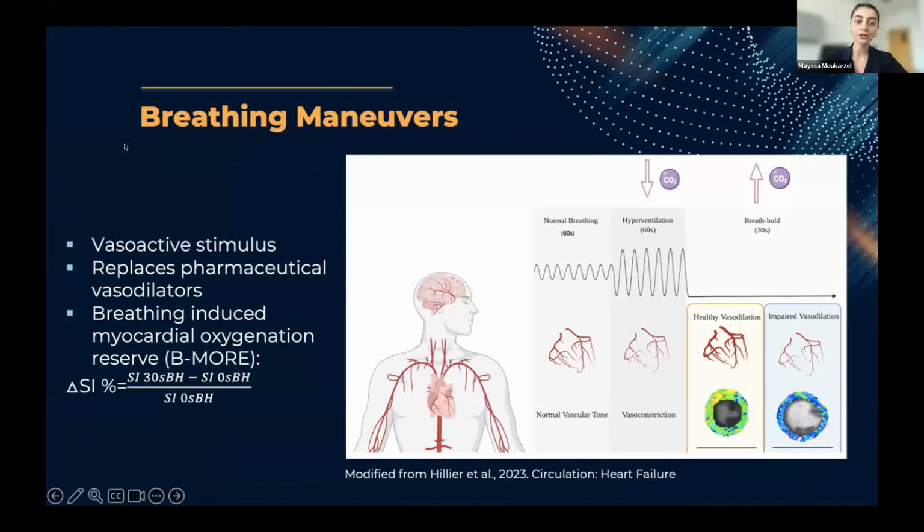As Dr. Friedrich mentioned, the OS-CMR can be used in tandem with breathing maneuvers that are vasoactive stimuli and can replace pharmaceutical vasodilators. In that breathing maneuver, you have a period of normal breathing, then a period of hyperventilation, then a period of breath holds. And we can take from that the important biomarker for us, which is the breathing-induced myocardial oxygenation reserve, or BMOR. It's really just the ability of the tissue to oxygenate itself when in need, and it has been shown to be lower in patients with impaired vascular function compared to healthy individuals.